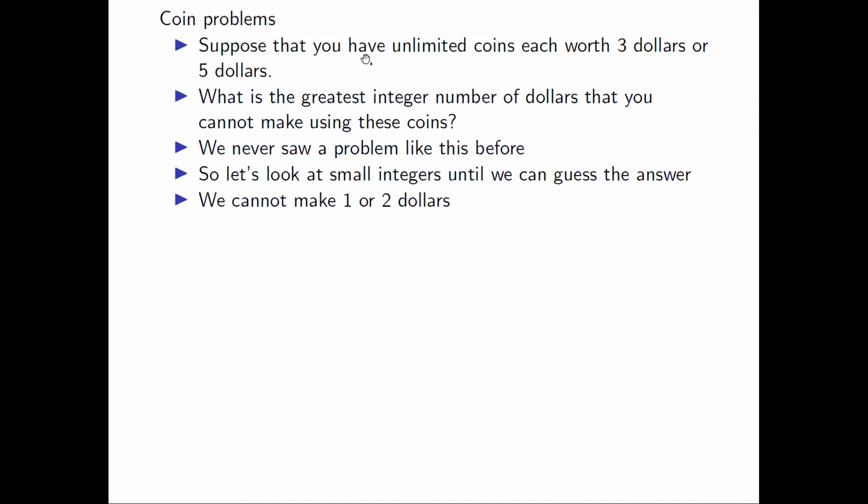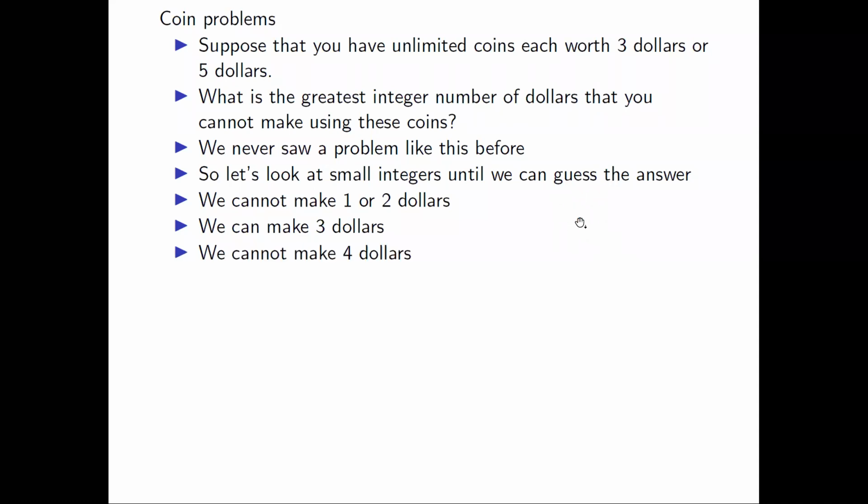So we can see if our coins are worth $3 and $5, we cannot make $1 or $2 because those numbers of dollars are smaller than the numbers that we have for our coins. We can't split up our coins or anything. We only have whole numbers of coins, so we can't make any number of dollars that's smaller than 3. Okay. We can, of course, make $3 because we have the $3 coins. We can't make $4. There's no way to make $4, clearly. $5, though, we can definitely make that with the $5 coins.